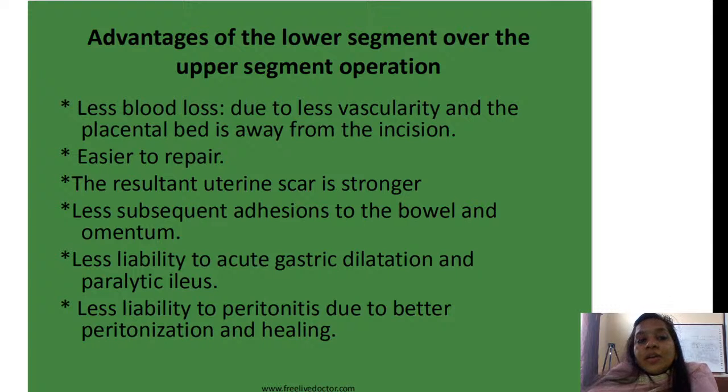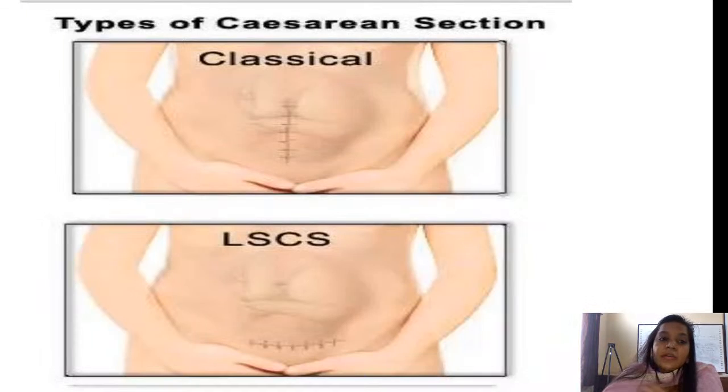So what are the advantages of lower segment over upper segment? Less blood loss due to less vascularity, easier to repair. The resultant uterine scar is stronger. Less subsequent adhesion to the bowel and omentum. Less liability to acute gastric dilatation and paralytic ileus. Less liability to peritonitis due to better peritonization and healing.